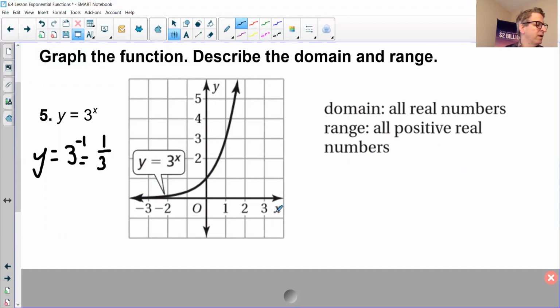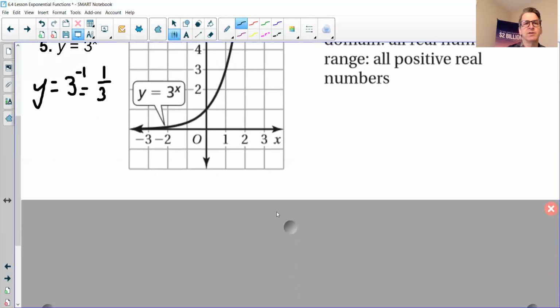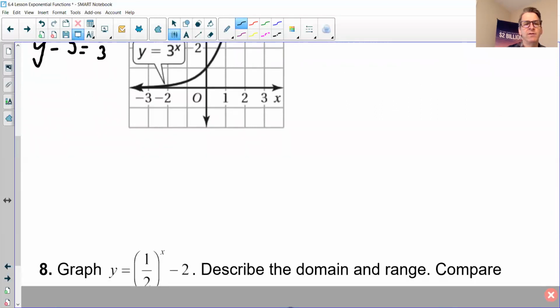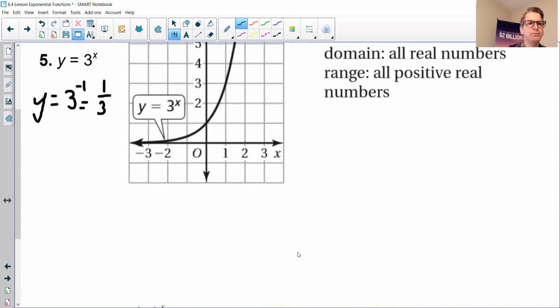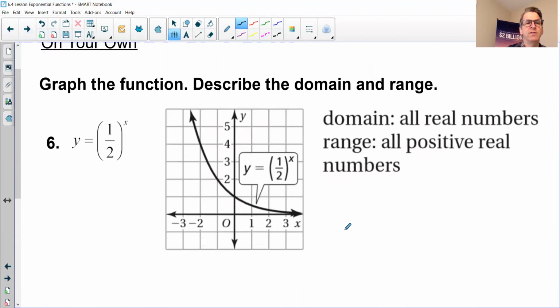Let's take a look at another one, number 6. y is equal to 1/2 raised to the x. On this function we have a fraction, 1/2, raised to the x power. When x is 0, we're always at that 1 point. There's nothing in front, so it's 1 times 1/2 raised to the x power. So when x is 0, y is 1.